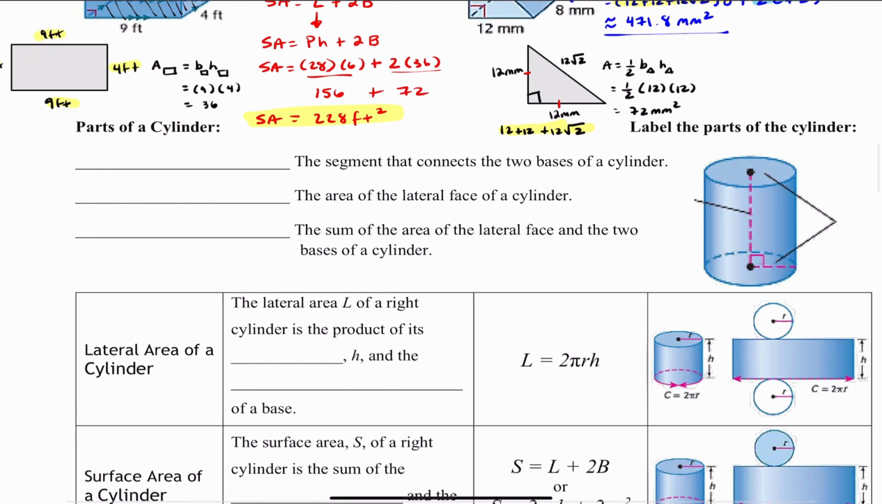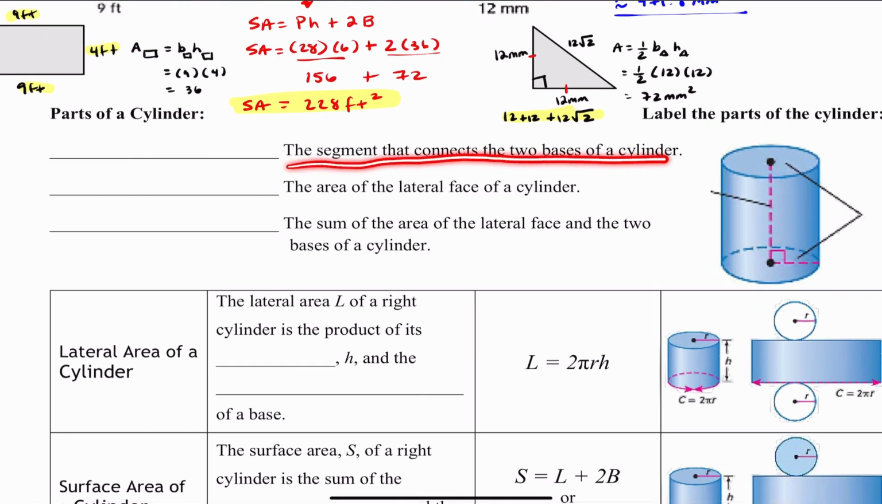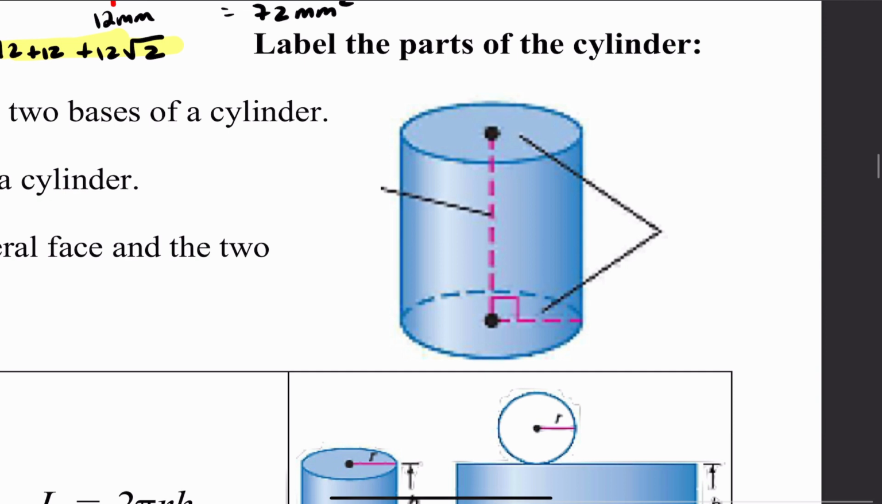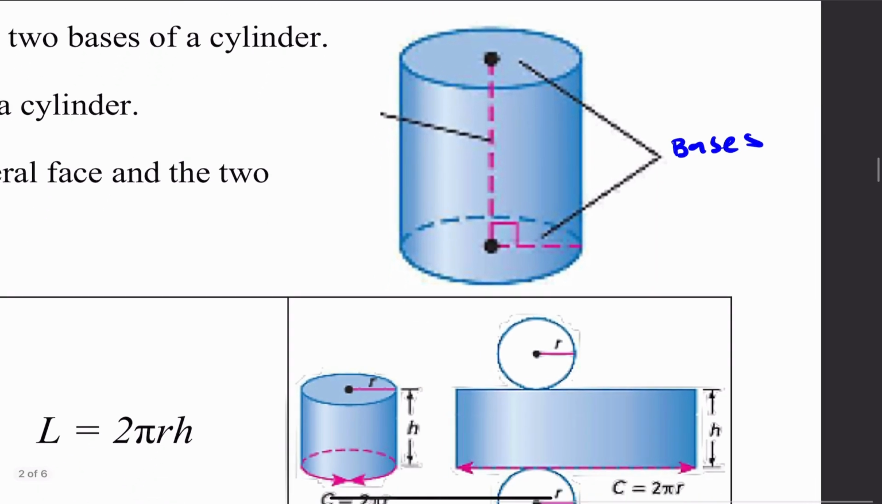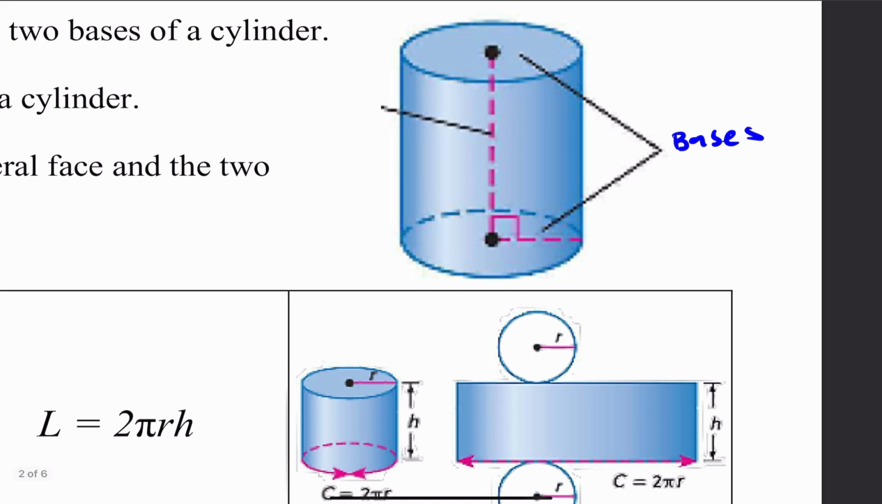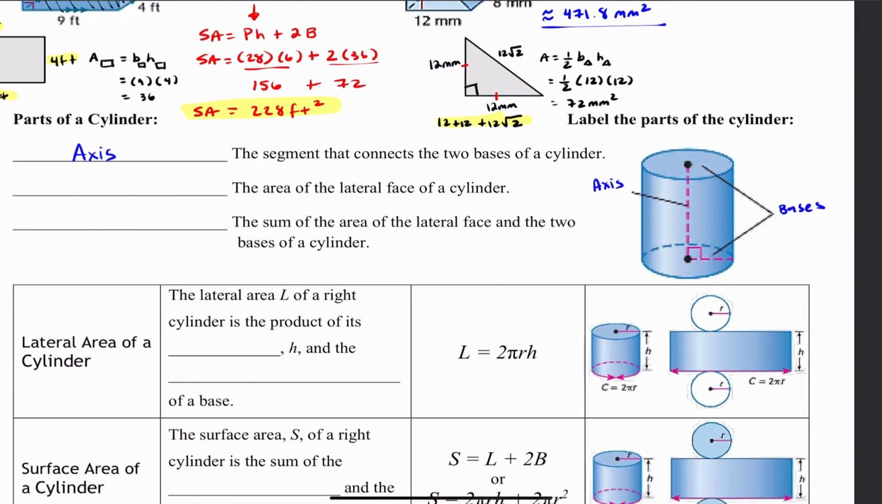Now, parts of a cylinder. The segment that connects the two bases of a cylinder is what we call the axis. So, first of all, these are the two bases, yes. This segment is what we call the axis. And the area of the lateral face of a cylinder will always be the lateral area, which we discussed before. And the sum of the area of the lateral face and the two bases of a cylinder is what we call the surface area.